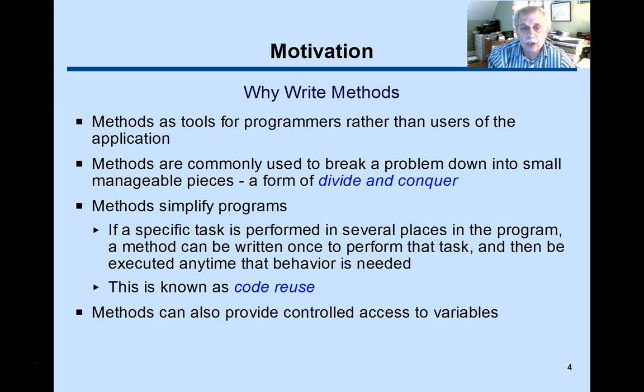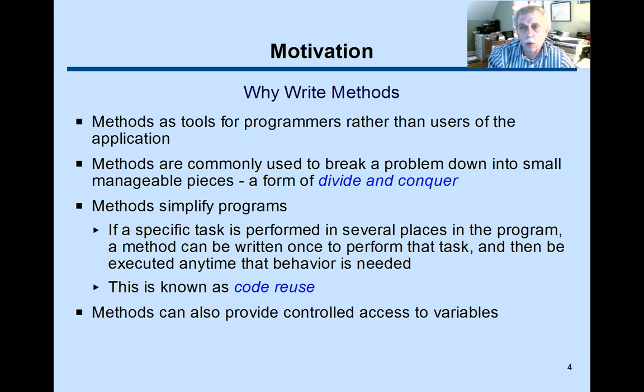So why do we write methods in the first place? Well, we write them so that we can define a piece of code or set of instructions to be performed, and when necessary, we can then perform that set of instructions by simply invoking the method. So we don't have to repeat or duplicate the code. There's a concept here of code reuse.